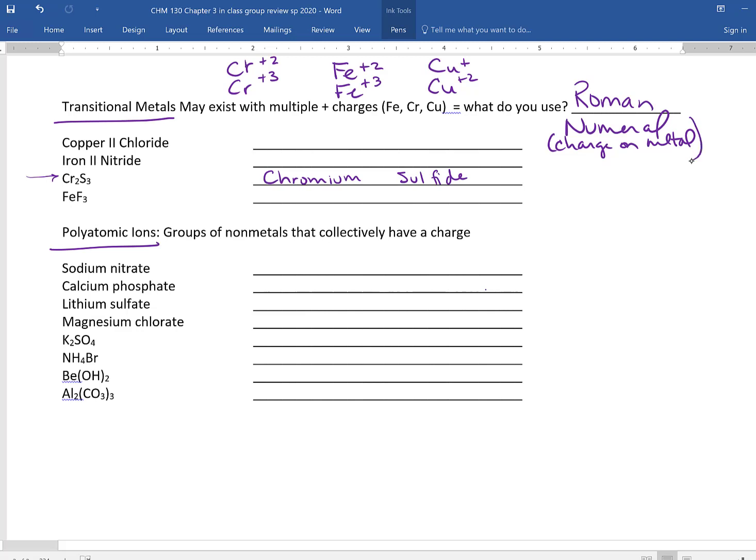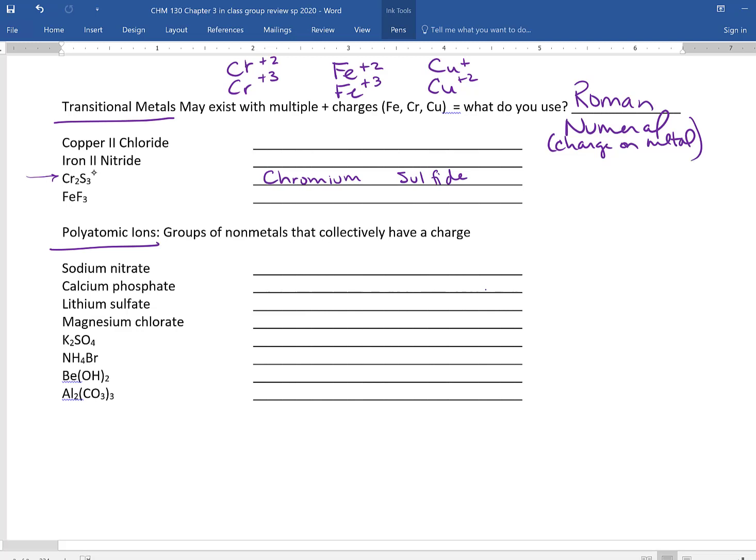So you have to work backwards with these, okay? So Cr2S3, the number. What did we do in the previous one? To figure out the formula, we used those charges. So you're really doing like a reverse swap. So take the charge, the number of chromiums tells you the charge on the sulfur.